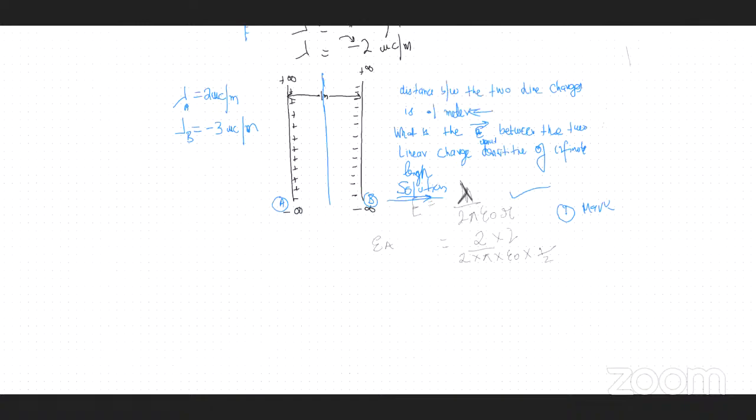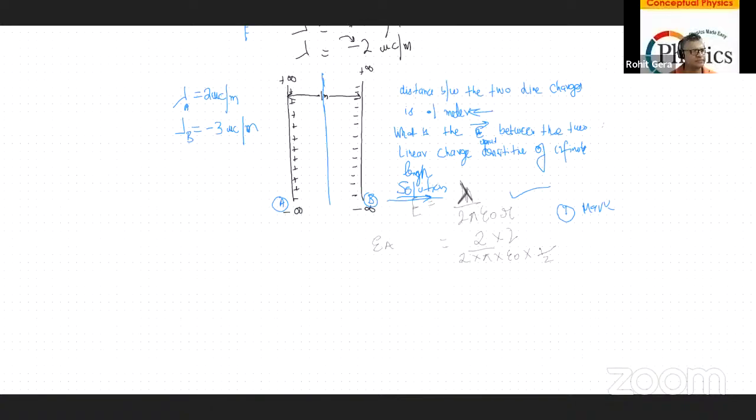I'll just do that. Fair enough. So you get 2 cancels. There is a 0.1 also down below. Pi epsilon naught, and 0.1 can become 20 here, right? If you take 0.1, 1 by 10. So 10 goes up, this becomes 20 upon epsilon naught. So you got the EA, Newton per Coulomb.